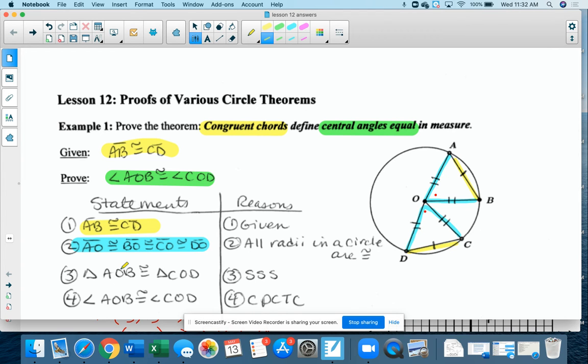Now, once the triangles are congruent, I can say that all of the corresponding parts are congruent. So I really wanted to say that angle COD is congruent to angle AOB. Those are the central angles. And the reason that they're congruent is CPCTC: corresponding parts of congruent triangles are congruent. Okay, if you need to pause the video to write anything down, please do that.